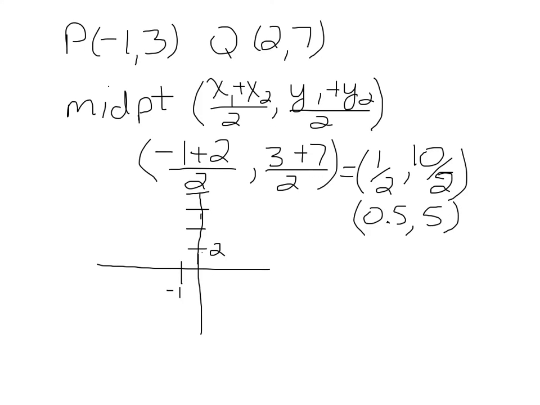So again, negative 1, 3 would be right there. There's P. 2, 7, 2, 4, 6, 7 would be right there. There's Q. Connect the two dots and you have a line. This is the line we are talking about. We found the slope of the line. We found how long the line is. And the midpoint should be in the middle of it. So 0.5, comma 5 should land on the line in the middle. If it doesn't, then you've made a mistake, or you might just need a ruler.